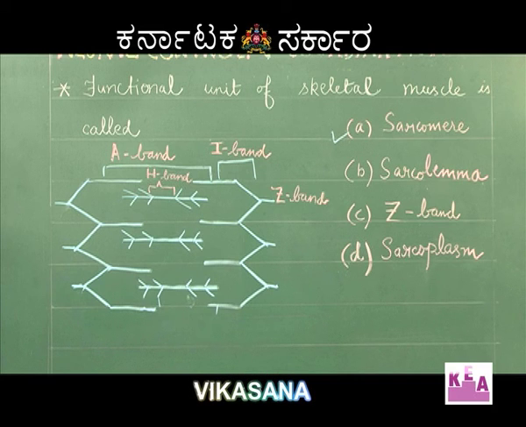There is a connection which connects the actin, that is called the Z band, a connective tissue that binds the actin fibril. The area where actin is not overlapping myosin, we call that area the H band.